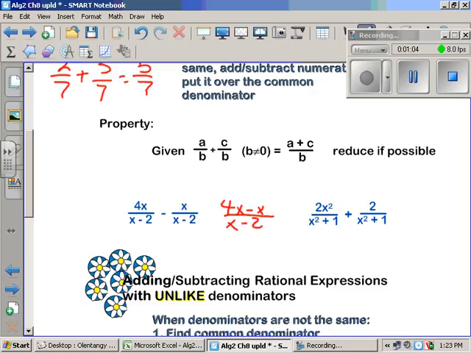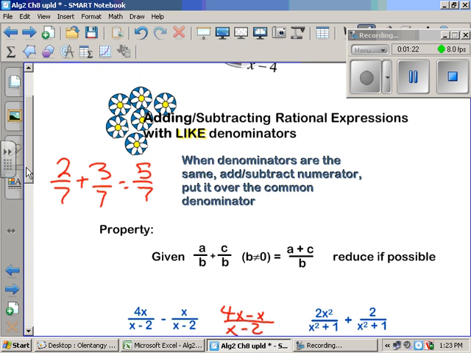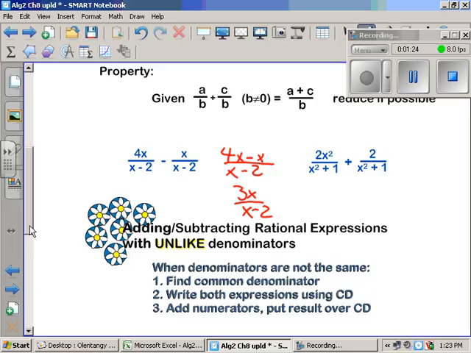Okay? What is 4x minus x, though? 3x. Yeah. So my final answer would be 3x over x minus 2. Make sense? Okay? It's a common denominator, so it just moves over. Okay? How about this one?